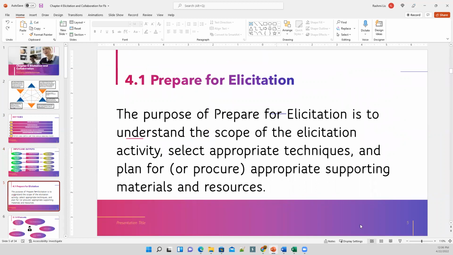Let's look at the first task, which is prepare for elicitation. So what is prepare for elicitation? It involves understanding the scope of the elicitation activity. They select appropriate techniques and they plan for or procure appropriate supporting materials and resources. So that is the purpose of the prepare for elicitation section.